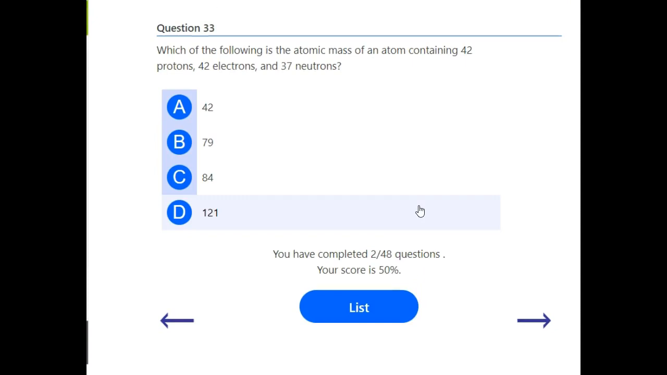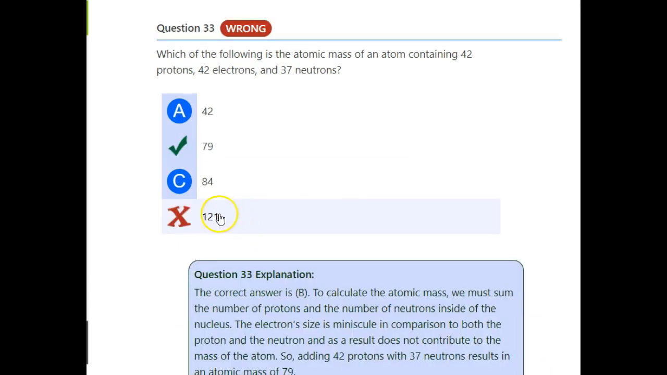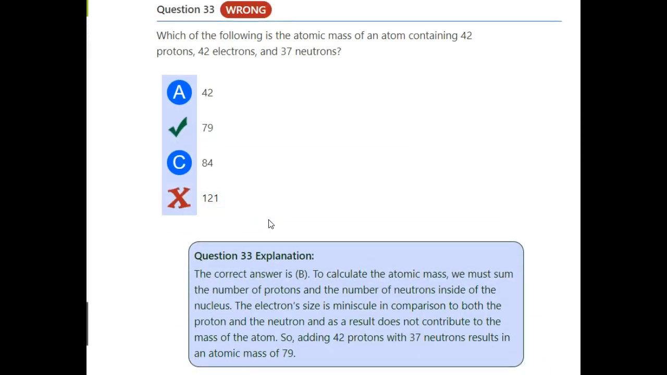Which of the following is the mass of an atom containing 42 protons, 42 electrons, and 37 neutrons? A, 42, B, 79, C, 84, and D, 121. So we add everything. The correct answer is B.